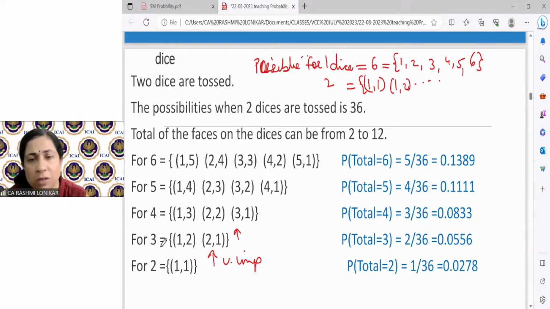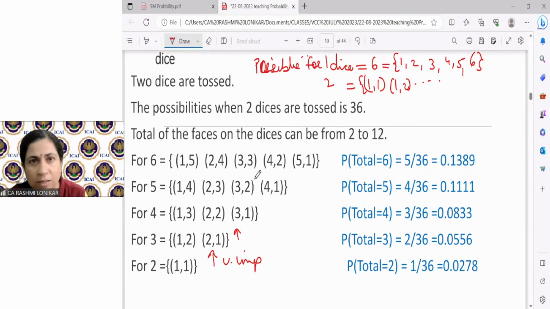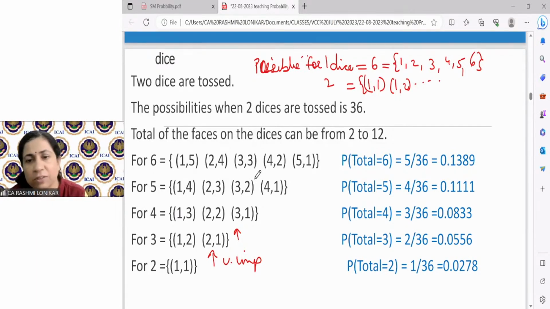Because it may be possible that on the top of both dice you have 6, which is very rare, but it may happen. So 6 on both dice is 6 plus 6, 12. So you can have 2, 3, 4, 5, 6, 7, 8, 9, 10, 11, 12. What I have done here is on this slide I have taken 2 to 6 and on the other slide I have taken 7 to 12.